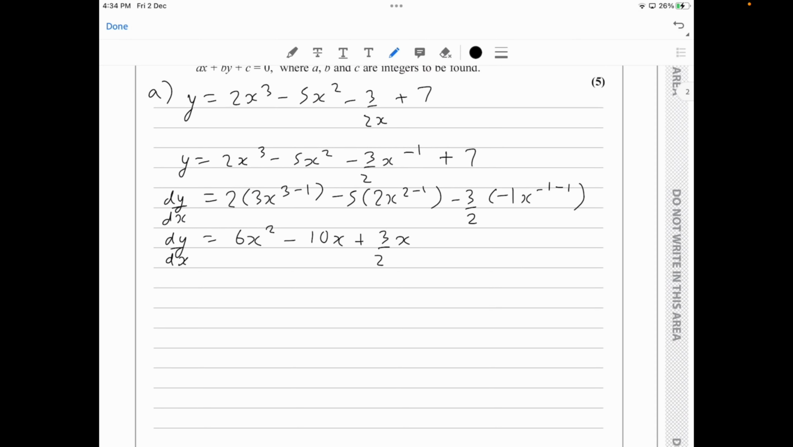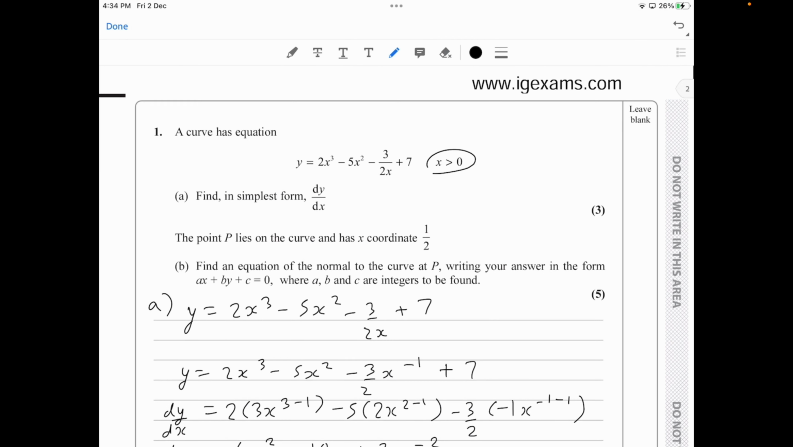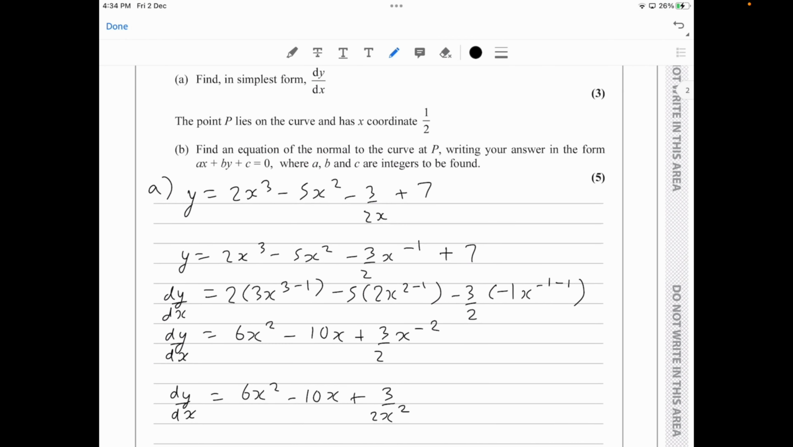Now we can simplify this back, so we can write dy over dx equals 6x squared minus 10x plus 3 divided by 2x to the power 2. We just put this x to the power negative 2 at the bottom so that we have a nice simplified expression. All right, so this seems good. Let's move on to the next question.